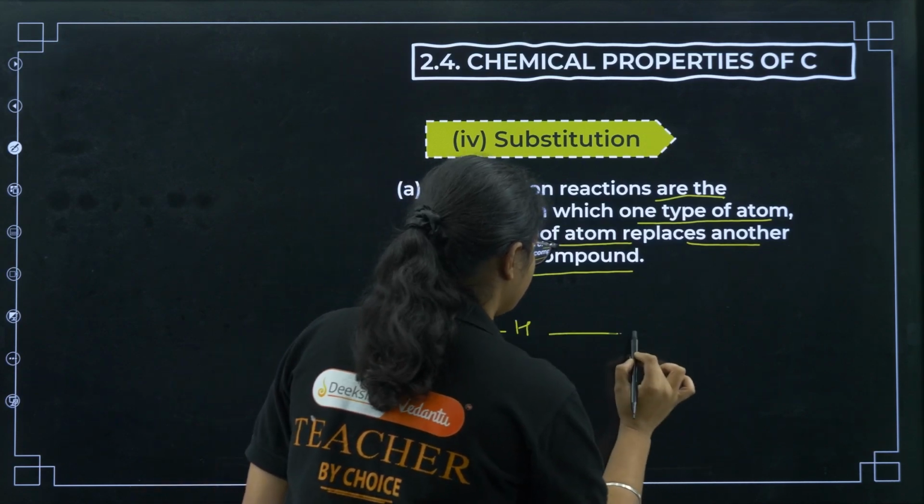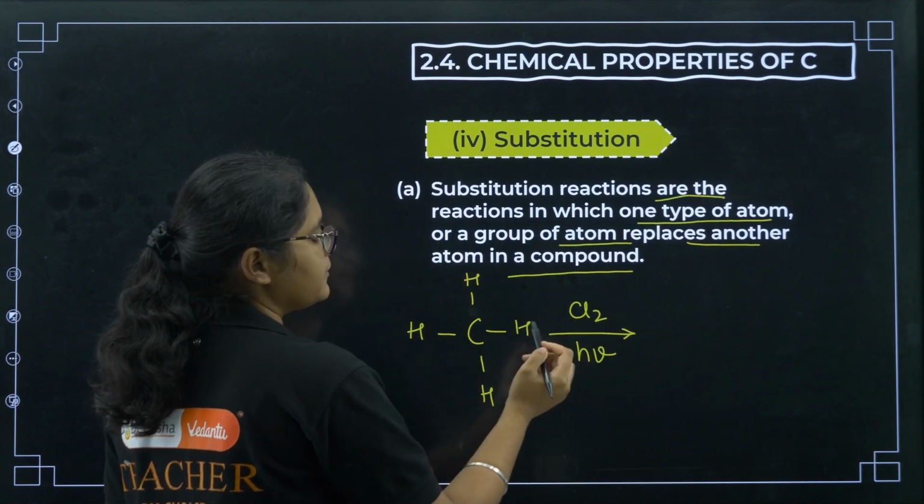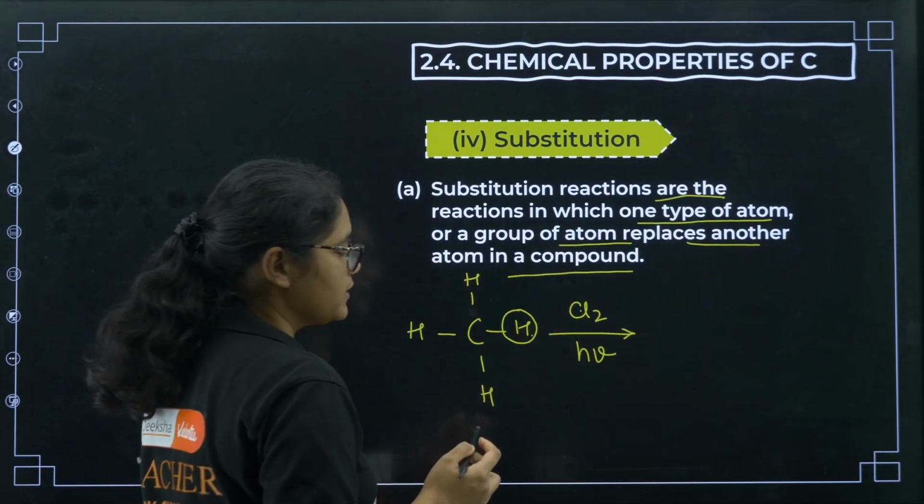and you treat it with chlorine in the presence of h nu, then what will happen? One of the hydrogens is replaced with chlorine. So what will I get?